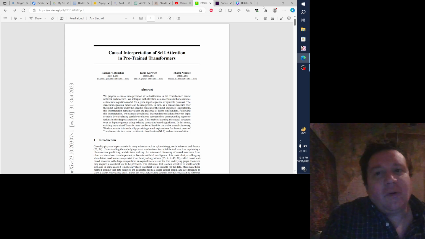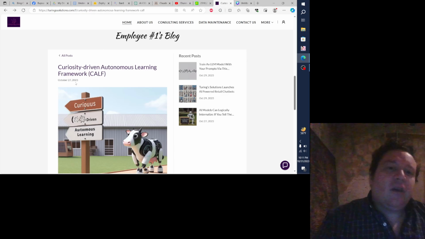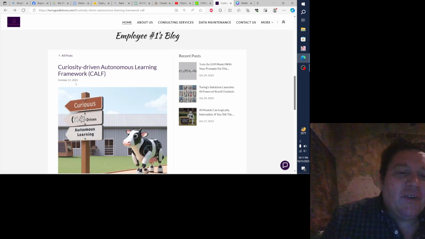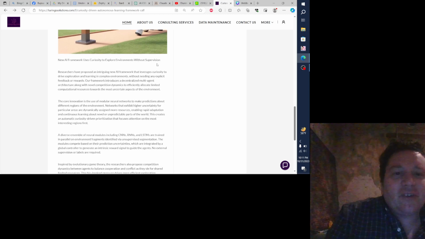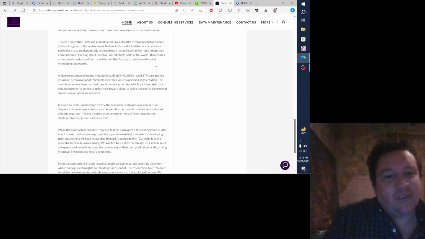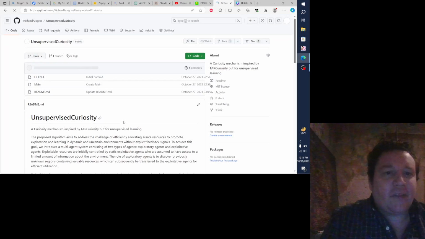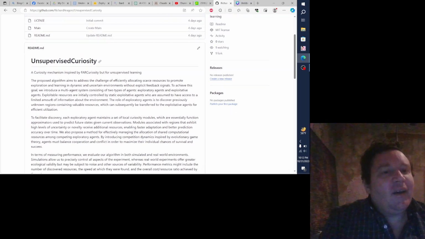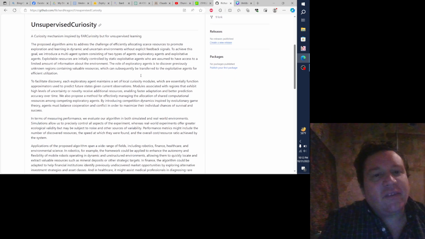The next thing I'll go over is a paper that I released on October 27th, which is called Curiosity-Driven Autonomous Learning Framework, or CAF. If you look at CAF, it's essentially a new AI framework that uses curiosity to explore environments without supervision. Then you break it down, and I have my GitHub repository that we can go over here, and I call it unsupervised curiosity. It's a curiosity mechanism inspired by far curiosity, but for unsupervised learning.